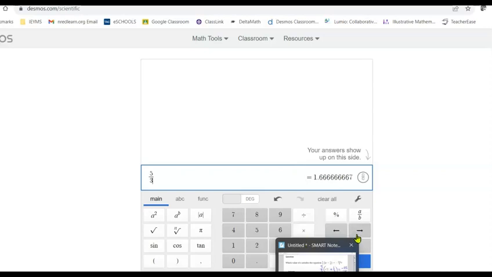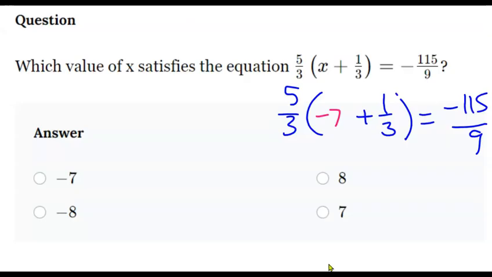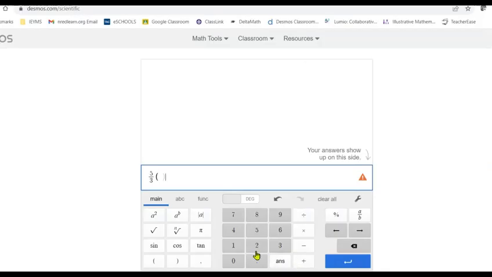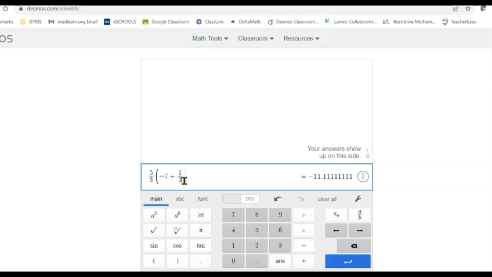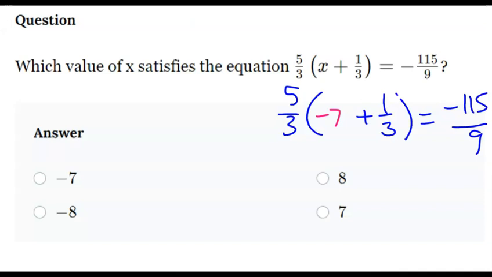So again, it was 5/3 parentheses, and then -7 plus 1/3. So -7, oops, let's back up here. -7 plus fraction bar, 1/3, and then arrow out, close the parentheses, and then there's an equal sign. So I'm just going to compute this. And when I'm done, I'm going to see if it says -115/9.